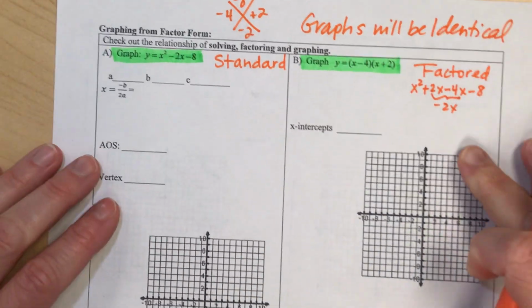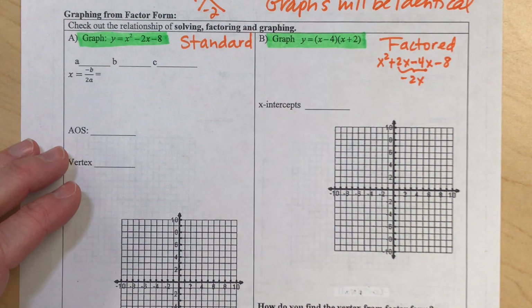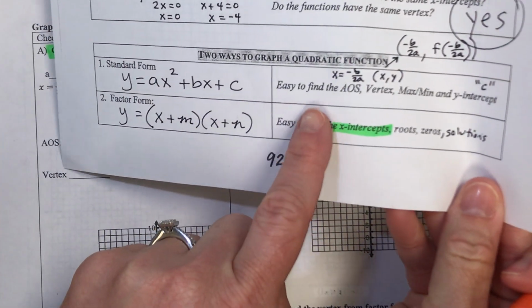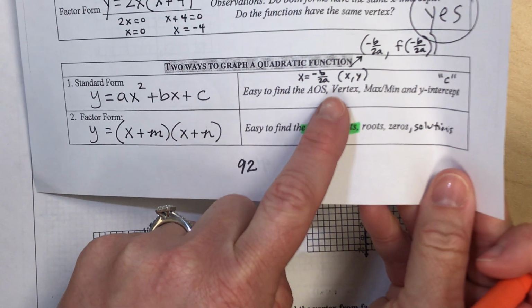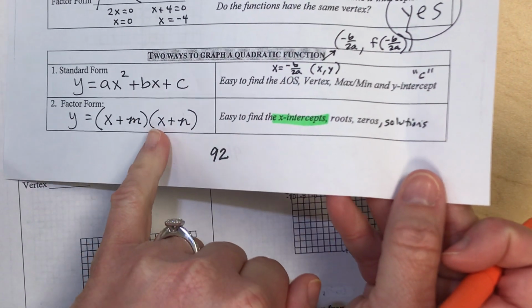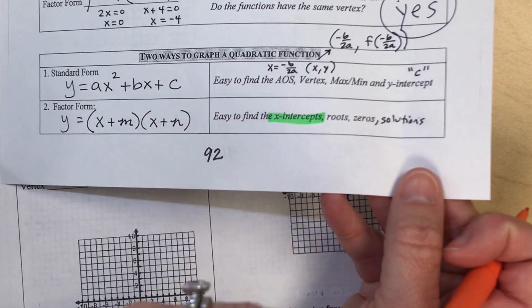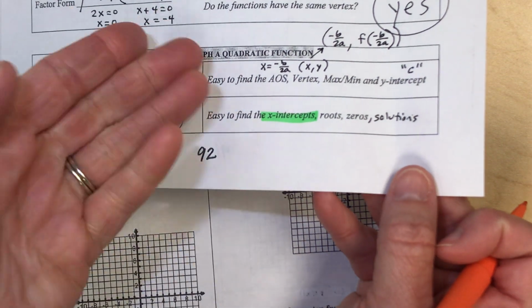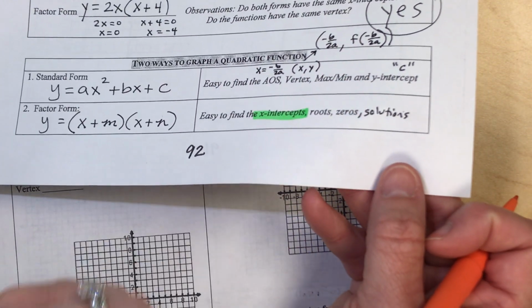But again, I want to walk you through the process of how you find the parts of the graph that we were talking about in the previous video. So specifically, standard form is used to find your axis of symmetry, your vertex, min and max, and your y-intercept, versus factored form really is mostly useful for quickly finding your x-intercepts. You can still find the other things, it just takes a different approach.